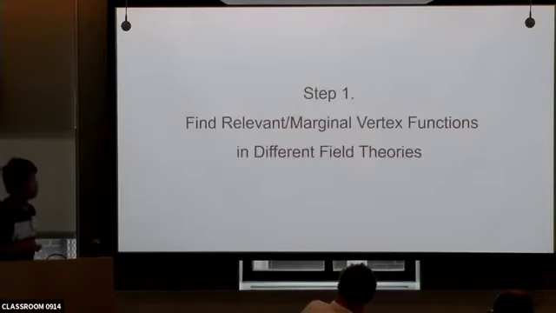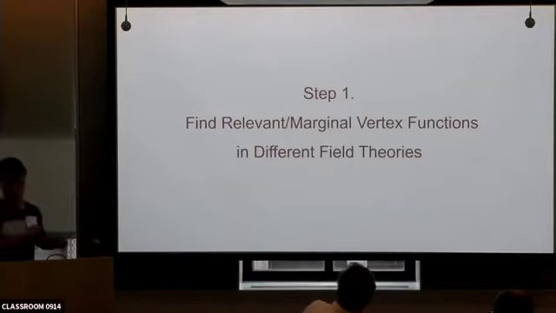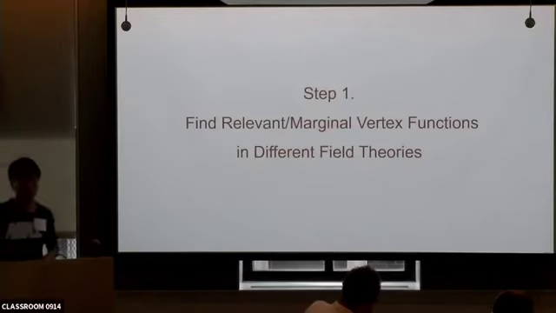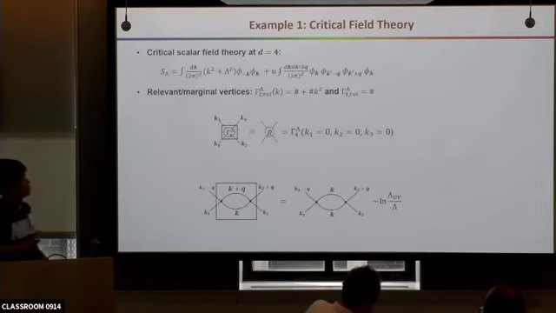So step 1 is basically to find the relevant and marginal vertex functions in different field theories. Mostly you can find many examples in books, so I will just go through 2 simple examples, and then I will introduce some conventions. The first example is really just the simplest phi-4 model at d equal to 4.